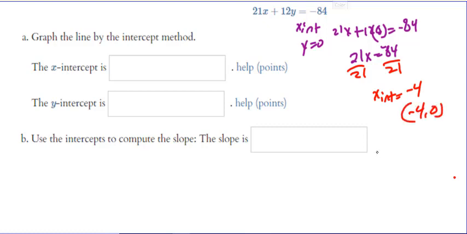So now if I look at y-intercepts, that means x equals 0. So if I plug in 0 for x, this 21 times x is going to go away. So 21 times 0 plus 12y equals negative 84.